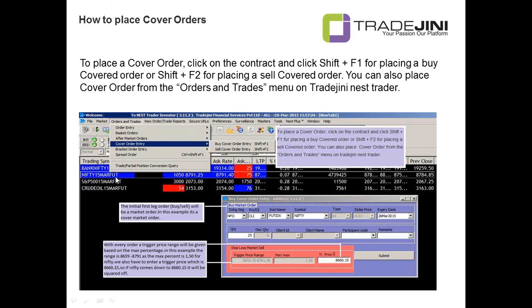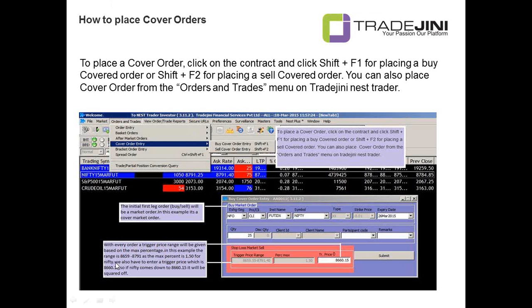So here Nifty is selected. The initial first leg buy and sell will be a market order. In this example it's a buy market. Now with every order a trigger price range will be given based on the maximum percentage. In this example the range is 8659 to 8791 and the maximum percentage allowed is 1.50 for Nifty.